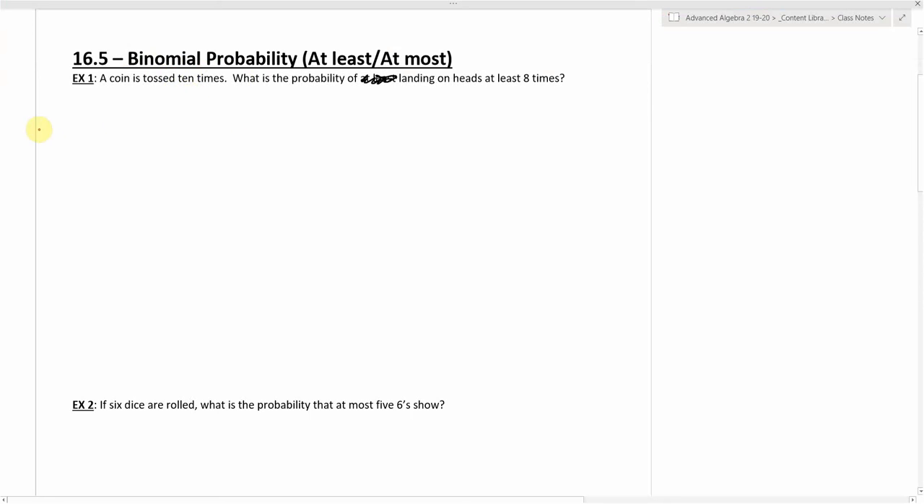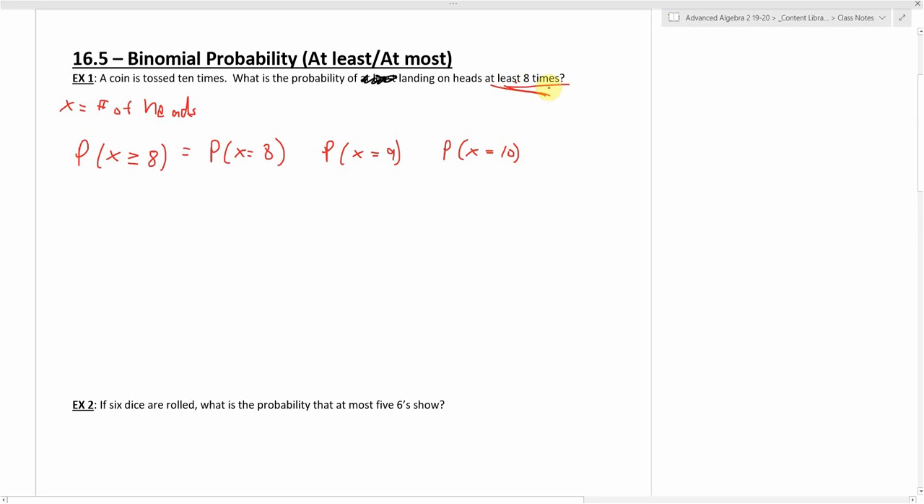Okay, so if I flip a coin 10 times, we'll define our variable x as the number of heads. What we're interested in is the probability of x being at least 8. That is greater than or equal to 8. That means we could get exactly 8 heads, so x equals 8. That's one possibility. But we also could have 9 heads, or we could have 10 heads. There are 10 flips, so that's the cap.